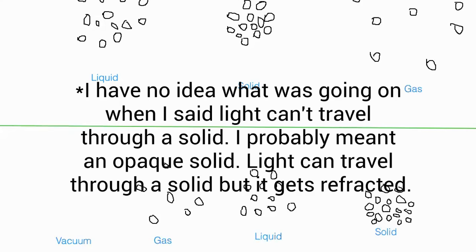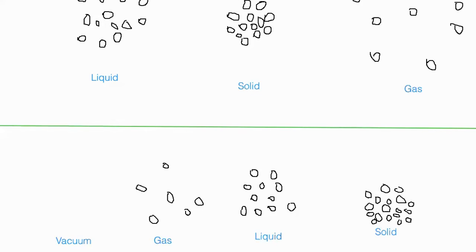So, yeah. Any questions? So why is it that light can go through a vacuum but sound can't?